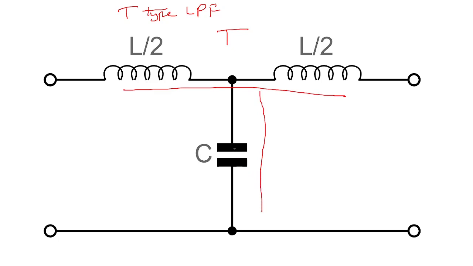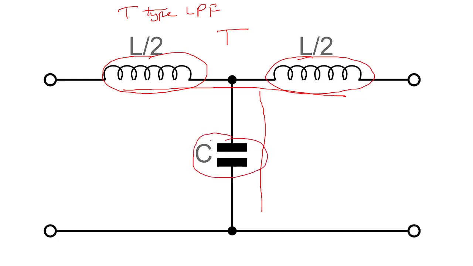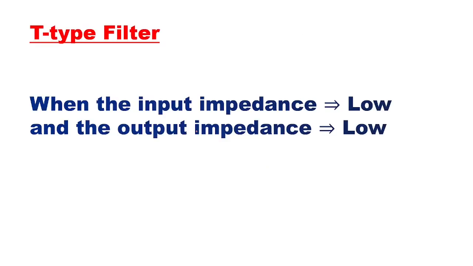Now because of this, it is called as T-type filter, and the component which we are going to put in series, that is L, will be divided into two parts, L by 2, L by 2 here. So two halves, and then the capacitor component is in parallel. Now this combination is going to do low pass filtering, and this is called as T-type low pass filter because you have a T-type structure of alphabet T. Then this T-type filter is used.